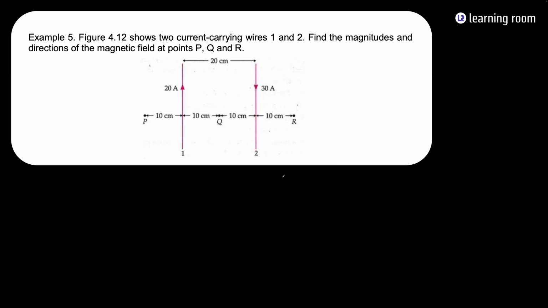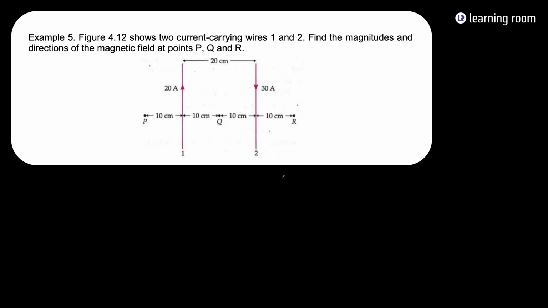So what is the answer? For point P, what is the answer? Two into 10 power minus 7 into 20 divided by 10. So you get 4 into 10 power minus 5. No, they ask for point P, Q, R individually, no? Oh, there are two wires. Yeah. Due to the first wire, how much is it? 4 into 10 power minus 5. So 4 into 10 power minus 5 out of the plane.